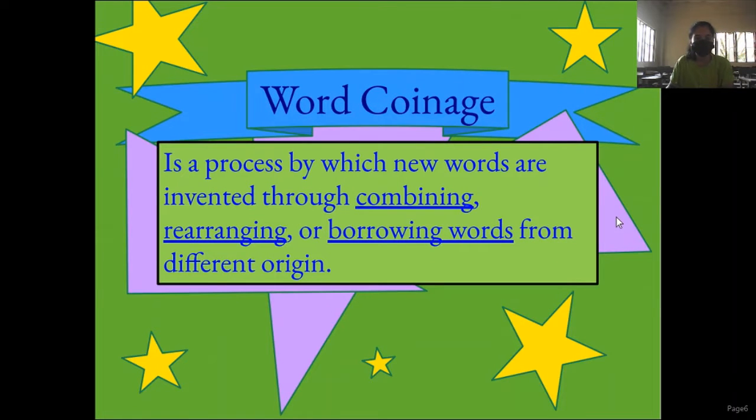Word coinage is a process by which new words are invented through combining, rearranging, or borrowing words from different origins. So I think it is clear that word coinage is combining, rearranging, and borrowing words. Through combining, rearranging, and borrowing words, we will be able to create a new word that is added to our lexicon.